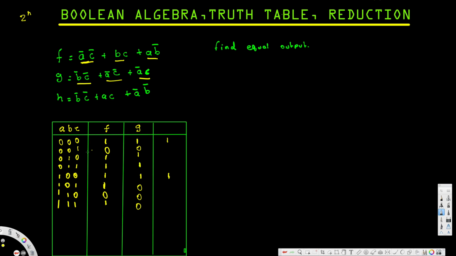Let's look at the next one. A C. We have to have A and C to be 1 in order to get 1. A and C are 1 here, so this one is 1. A and C are 1 here, so this is also 1. And then A bar B bar. If A is 0, B is 0, this is 1. A is 0, B is 0, this is 1. And then that's it.